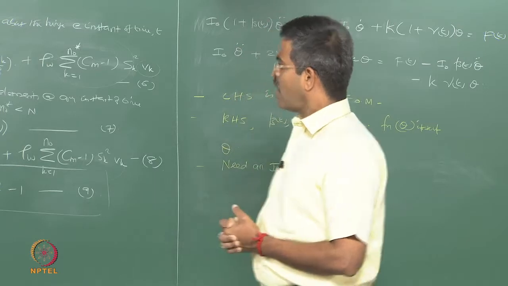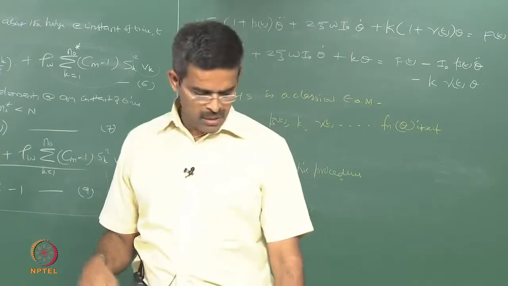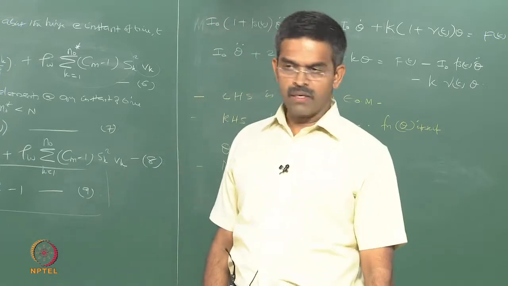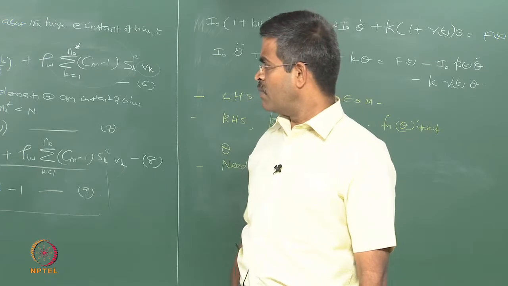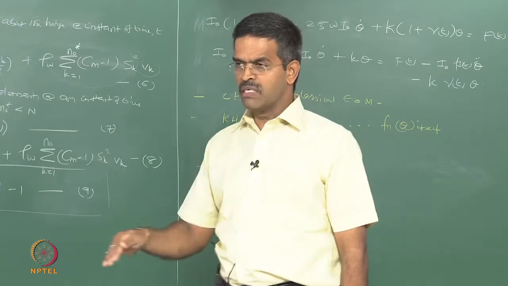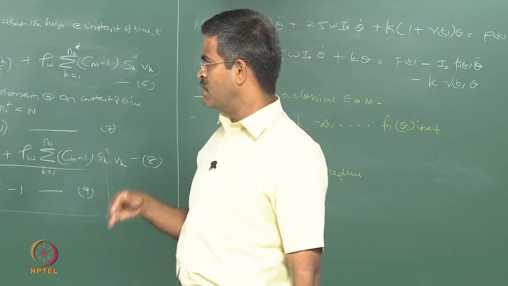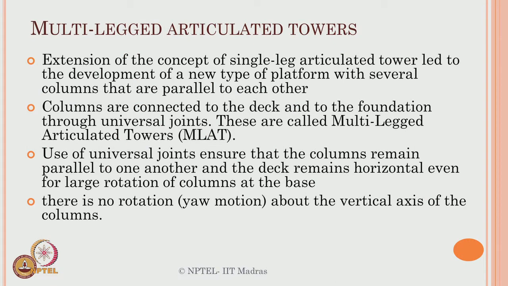Now, the question comes: how have ATs been moved up in the analysis or the dynamic perspective to improve the functionality? So, people started having multi-legged articulated towers. We have now seen a single tower; people have used multi-legs, because people have said that if you use multi-legs, then one can have more advantages. Let us see what those advantages are.